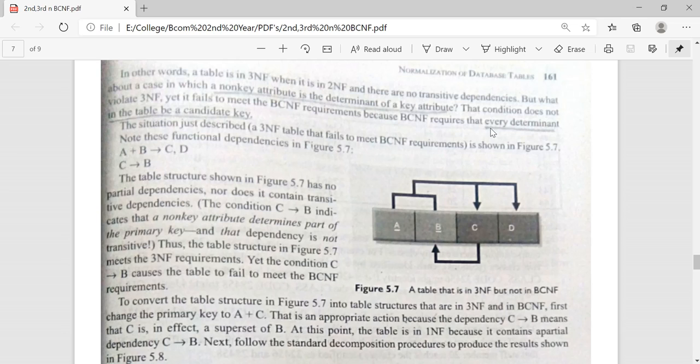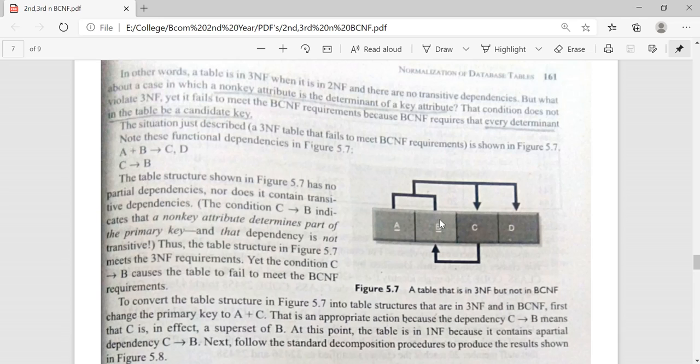So we have to satisfy this condition. Every determinant in the table be a candidate key. అంటే every determinant, ఇది determinant అనమాట. C is the determinant here. So every determinant in the table be a candidate key. సో దీన్ని మనం candidate keyగా కన్సిడర్ చేయాలి. ఎలా కన్సిడర్ చేస్తాము? ఎప్పుడు అంటే దాన్ని సెపరేట్గా మళ్ళీ ఇంకొక టేబుల్లో పెట్టేస్తే that will become the candidate key, or you have to just swap.